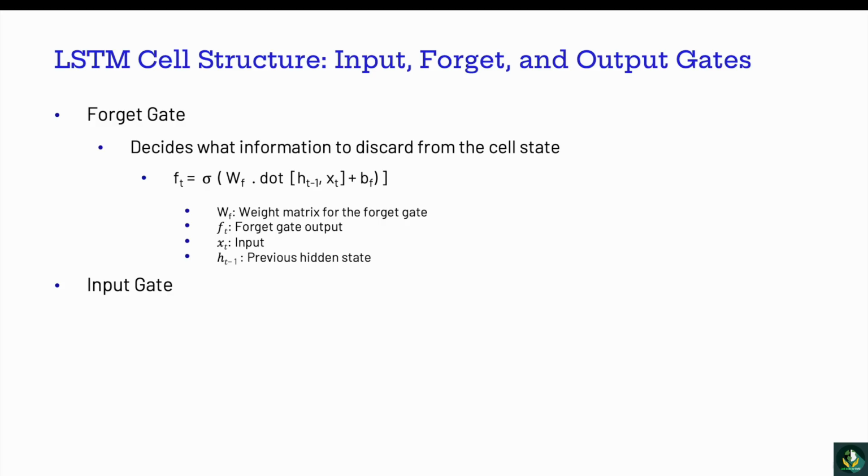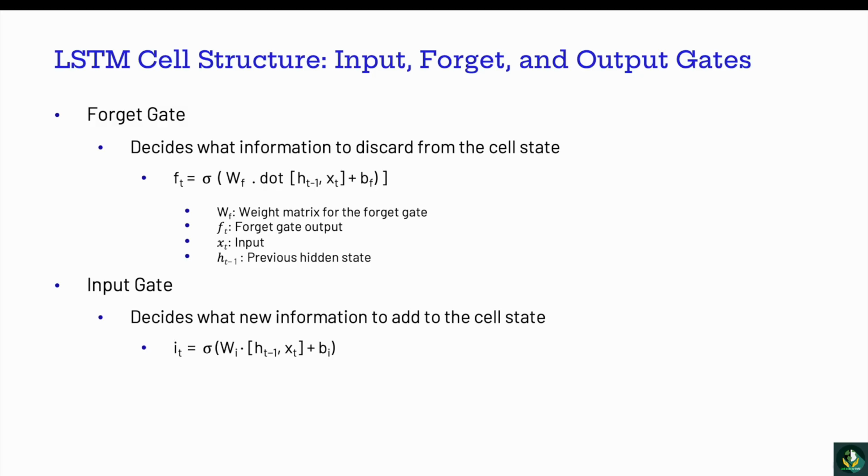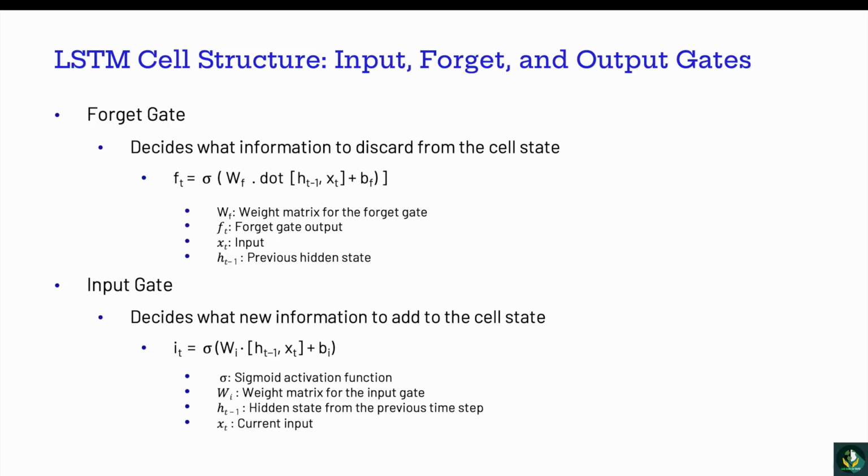Now let's look at the input gate. This decides what new information to add to the cell state. The formula for this is it = sigma(Wi · [ht-1, xt] + bi), where sigma is the sigmoid activation function, Wi is the weight matrix for the input gate, and ht-1 is the hidden state for the previous time step. xt is the current input. bi is the bias for the input gate.